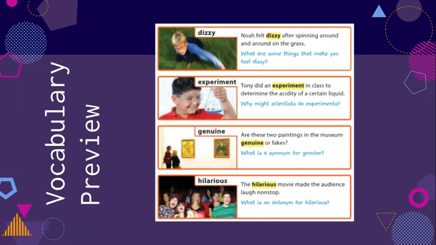The vocabulary words that you're going to see throughout Unit 5, Week 3 include these words. Dizzy. Noah felt dizzy after spinning around and around on the grass. Experiment. Tony did an experiment in class to determine the acidity of a certain liquid. Genuine. Are those two paintings in the museum genuine or fakes? Hilarious. The hilarious movie made the audience laugh nonstop.